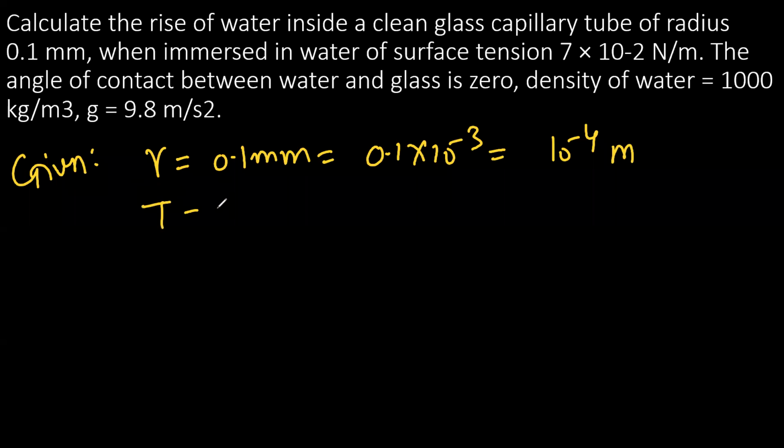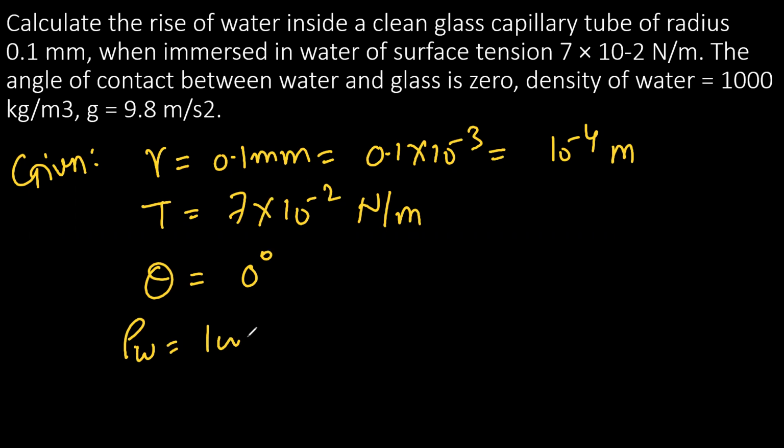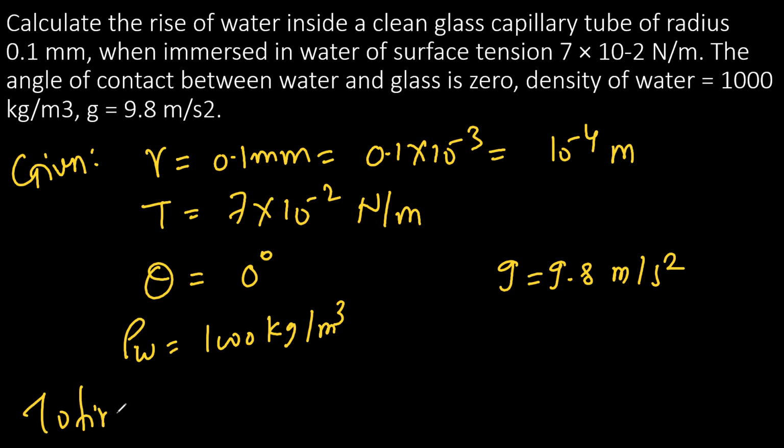So tension is how much? 7 into 10 raised to minus 2 Newton per meter. Then the angle of contact, theta, is 0 degree. Then what is the density of water? Density of water is 1000 kg per meter cube. And g is how much? 9.8 meter per second squared. If it is not given, then also you should use it. You can use the direct formula to find the height. Okay, so these are the given. Let's move to the solution.